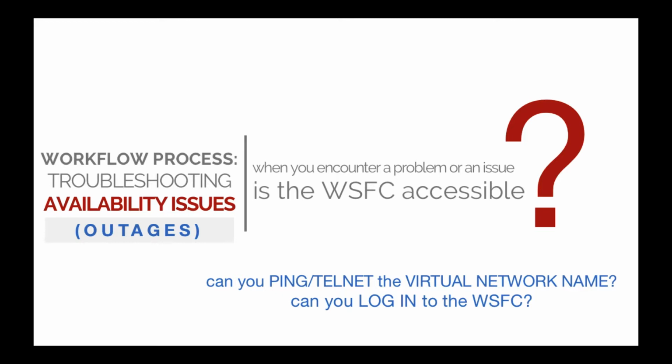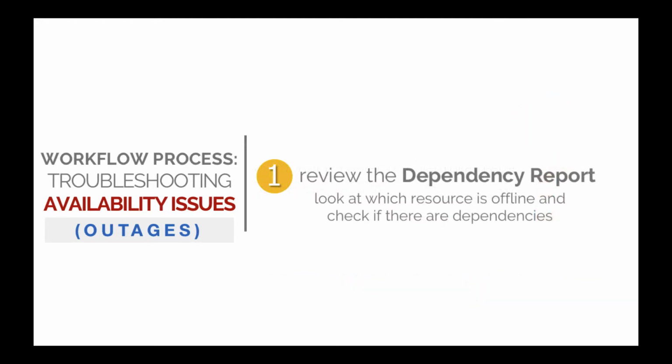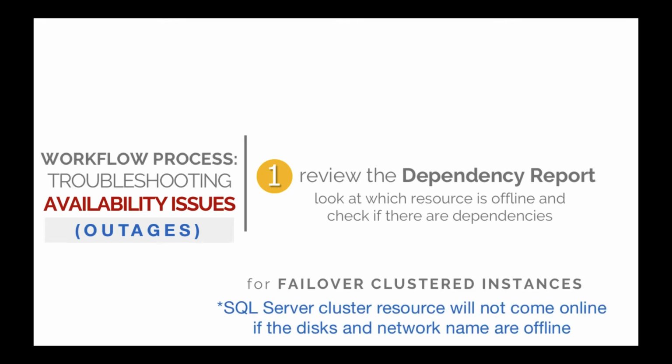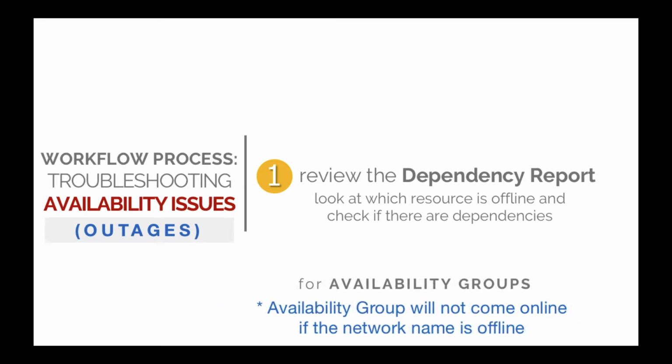Now, if the cluster is available and the failover clustered instance or the availability groups are still offline, this is where you start with what I call the 5-step process for troubleshooting outages. Number 1, review the dependency report. Look at which resource is offline and check if there are any other dependencies. For instance, if you're dealing with a failover clustered instance, check: is the network name or virtual network name online, or is the shared disk online? Because if either of those is not online, then the SQL Server resource will not come online. If you're dealing with an availability group, if you're using a listener name, for instance, and the listener name is not online, then the availability group will not come online.